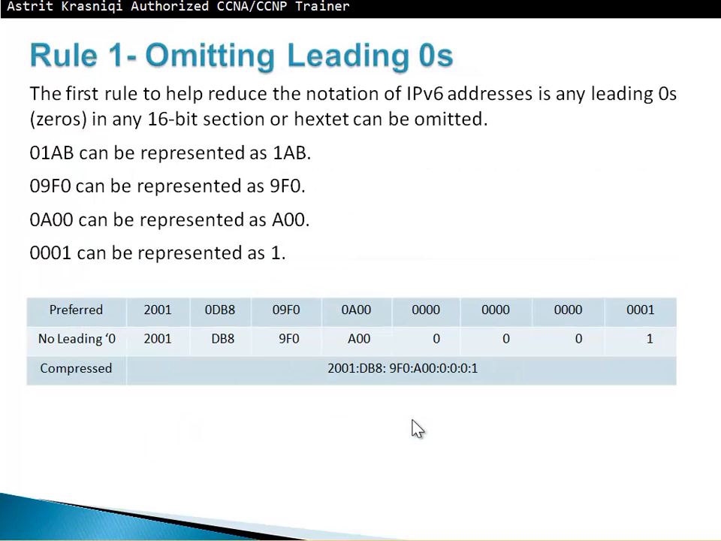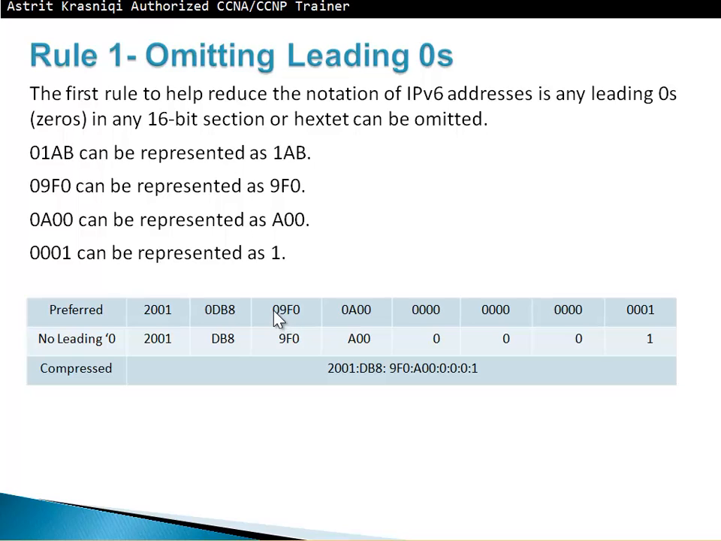So for IPv6, the first thing we can do is omit leading zeros. The first rule to help reduce the notation of IPv6 addresses is that any leading zeros in any 16-bit section or hextet can be omitted. For example, if this is our IP address, 2001:0db8, in preferred format, then 09F0, 0A00, all zeros, and then 0001. What we can do is remove the leading zeros. Here there are no leading zeros, but here it starts with 0, so that's a leading 0. We can remove that and represent it as just db8.